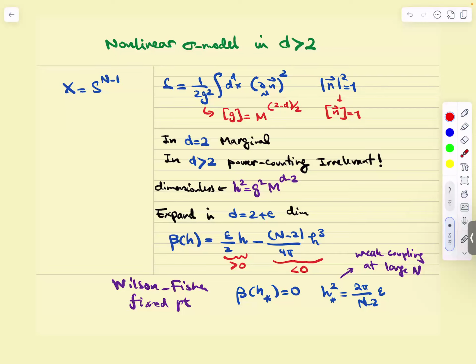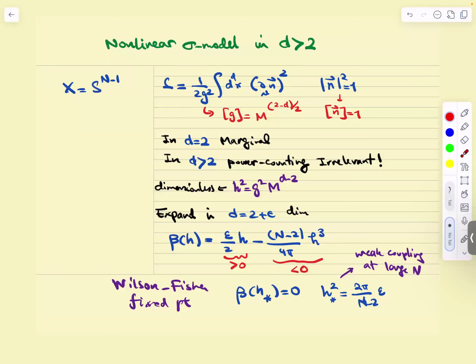Now we're going to talk very briefly about the nonlinear sigma model in larger than 2 dimensions. Is it clear what it is? I'm going to tell you about another theory that exists, very, very briefly. I think I just have a single slide on this. So this is the same nonlinear sigma model on the sphere. This is your action, but now you're in higher dimensions.